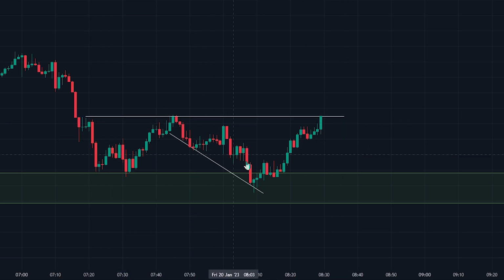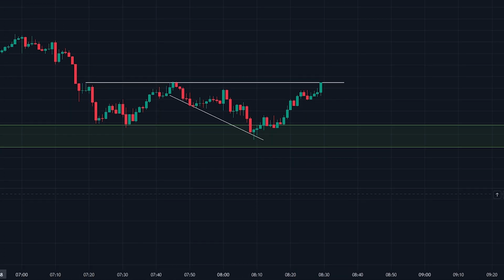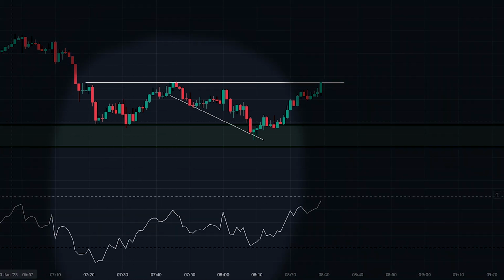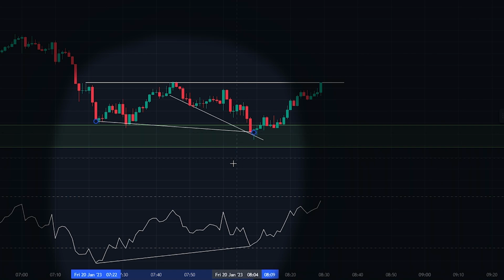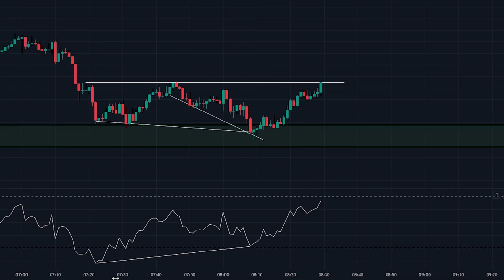To confirm the signal, we'll enable the RSI indicator again. We can see that a bullish divergence has occurred. This is because the price action made lower lows here, whilst the RSI indicator made higher lows, indicating that the price might be headed in the upwards direction. This means that the final condition has been met.